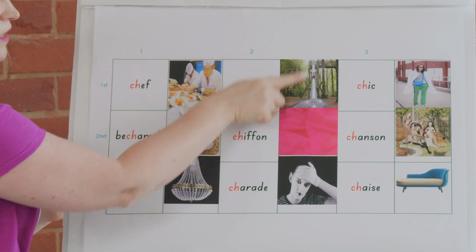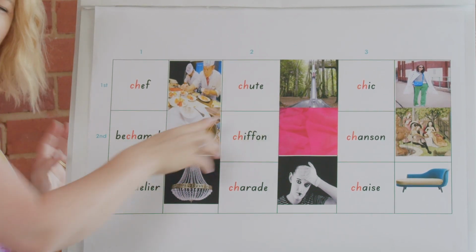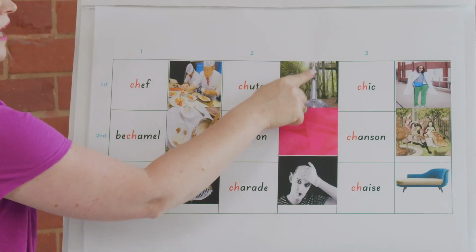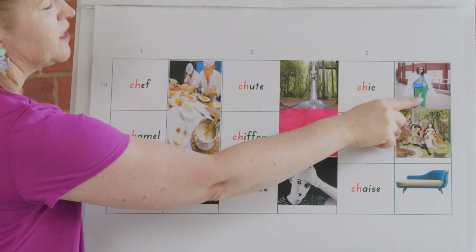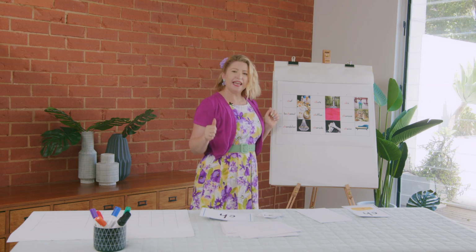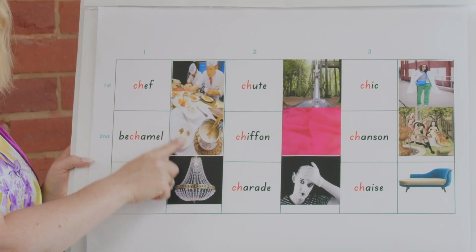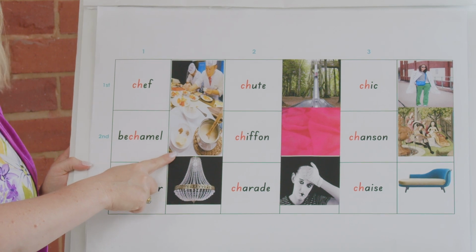A chute. This slippery dip is a kind of a chute. So a chute is a narrow passage or a narrow thing that things slide down. People or things can slide down a chute. So on this one, a person is sliding down the slippery dip and it's a kind of chute. This person's looking very chic. Okay, chic. If you're chic, it means you're a little bit fancy and you're probably up with the latest fashion. Bechamel, it's a kind of sauce. It's a really yummy sauce. It goes in your lasagna. Bechamel sauce, it's a white sauce.